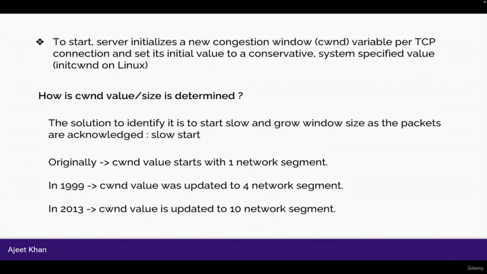Here we don't need to go much deeper into what a segment specifies, but we can consider it a small unit of a network. So the CWND value starts with one network segment initially. In 1999, the CWND value was updated to 4 network segments because one network segment was slow. And in 2013, it was updated to 10 network segments.